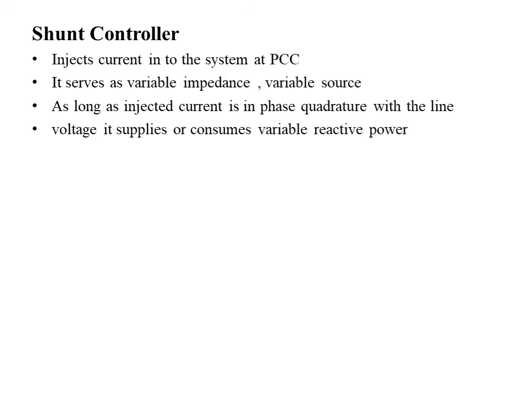Shunt controller injects current into the system at the PCC, that is the point of common coupling. It serves as variable impedance or variable source. As long as the injected current is in phase quadrature with the line voltage, it supplies or consumes reactive power. That means when the injected current is in quadrature with voltage, it controls the reactive power. But when current and voltage are out of phase, it can also control the active power.